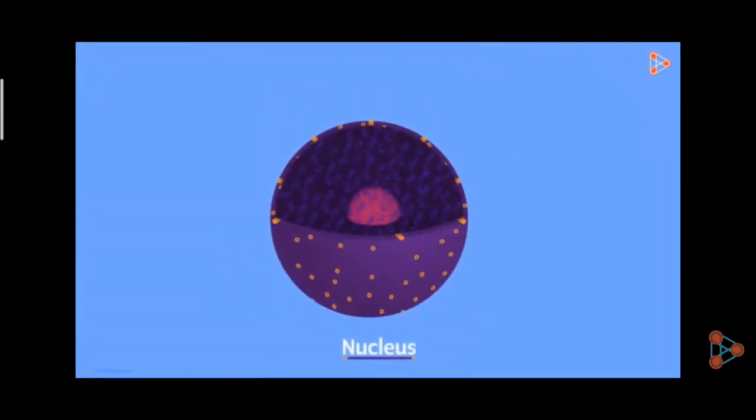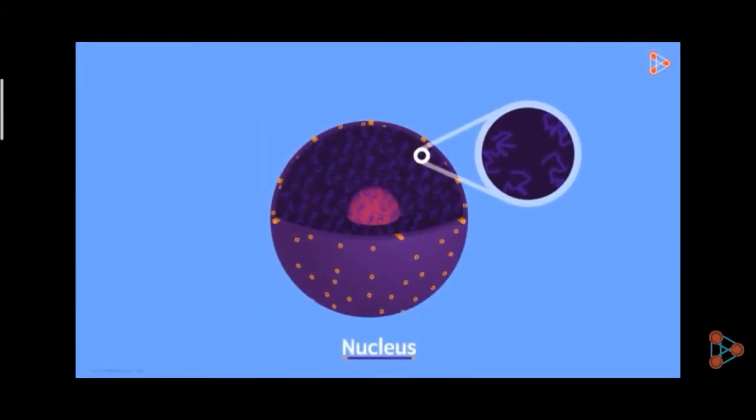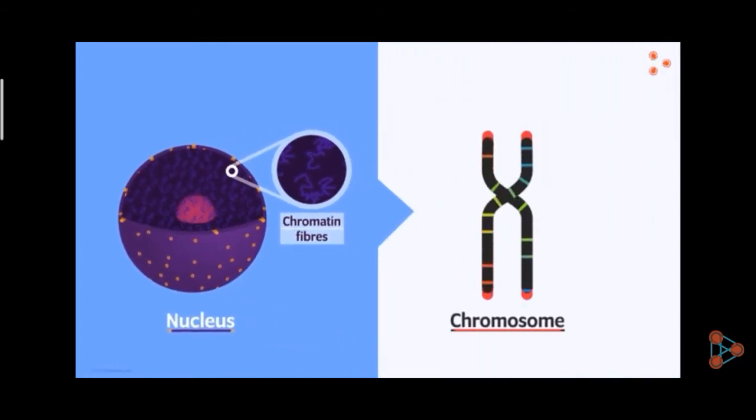When we zoom into this nucleus, we can see thread-like structures called chromatin fibers. Are they important to us? Yes. They are the most important component in the nucleus and even the complete cell, because these chromatin fibers include the genetic material within them. Whenever the cell is about to divide, the chromatin fibers get organized into chromosomes.